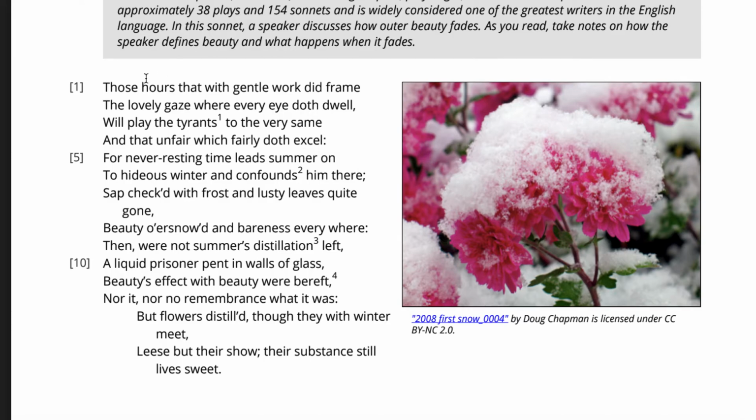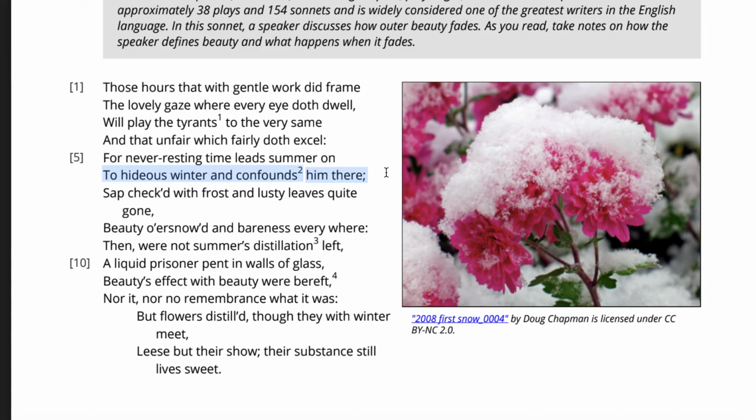Okay, so let's drop down and let's look at line number 5. For never resting time leads summer on. We have 10 syllables. Now look at line number 6. Line number 6 says, to hideous winter and confounds him there. To hideous winter and confounds him there.